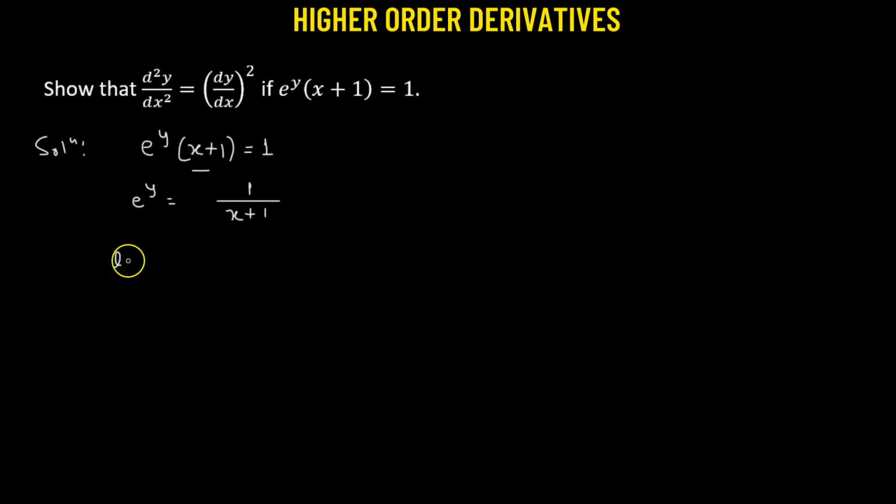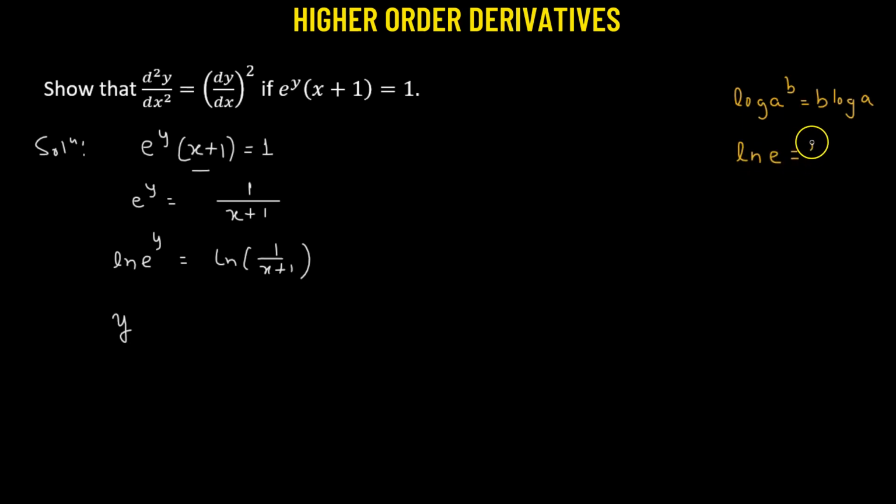Now we'll take the natural logarithm on both sides. So we have natural log of e raised to the power of y equals natural log of 1 over (x plus 1). Now, natural log of e raised to the power of y is simply y. That's because here we have used two properties. The first property being, if we have log of a raised to the power of b, that's equivalent to b times log of a. And natural log of e is equal to 1, because natural log of e is log of e with a base of e, so that is always equal to 1.